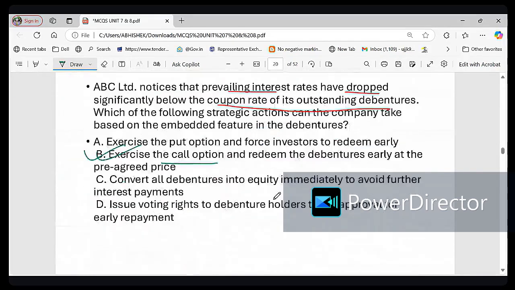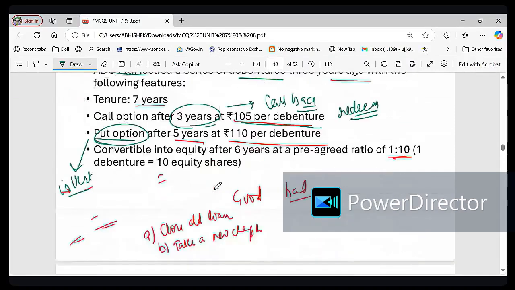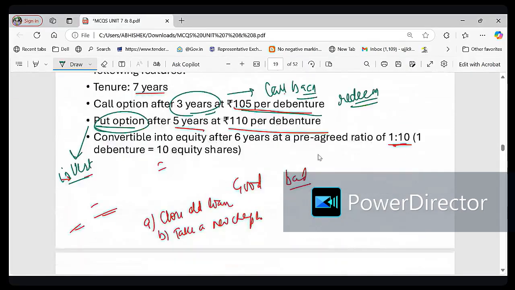You know call option, put option. Please tell me if it is not clear, then I will explain. Option B is the correct answer, that it will exercise the call option. You know what a call option is? We have discussed it in BFM. Call option means the issuer's right to take back early. Those who have issued the debenture have the right to take it back early. They can call it back early, right?